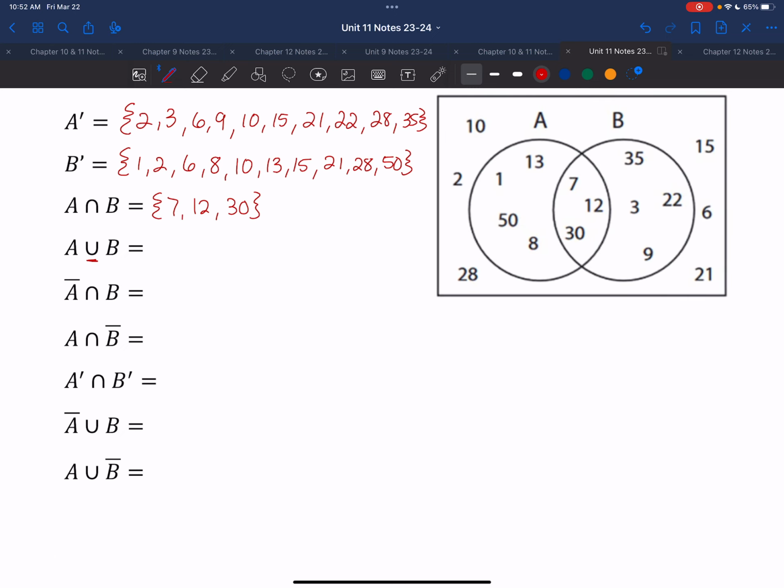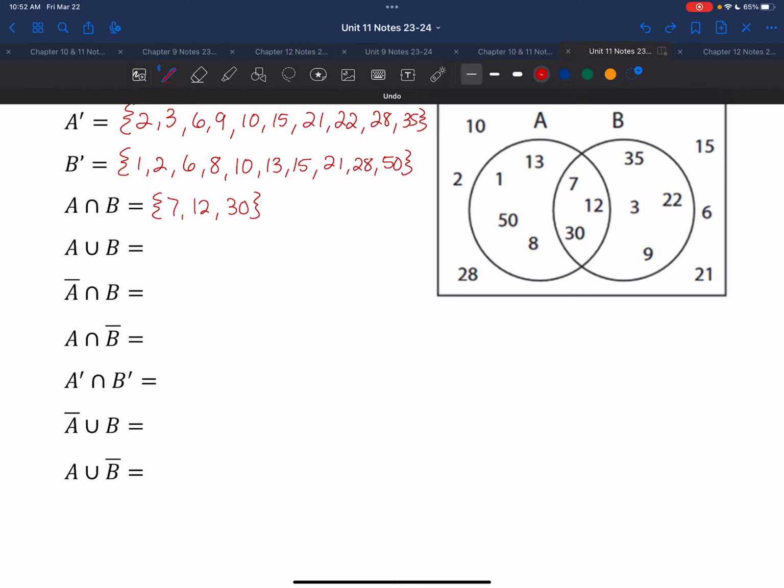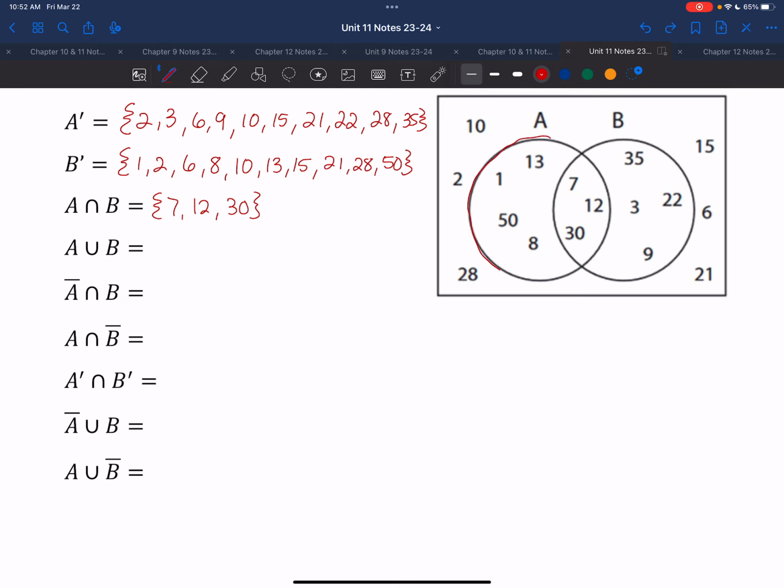The U stands for union, so A or B at the same time. So anything inside A or B is going to count. So anything inside here. So we got 1, we've got 3, 7, 8, 9. We have 12, 13, 22, 30, and 35.